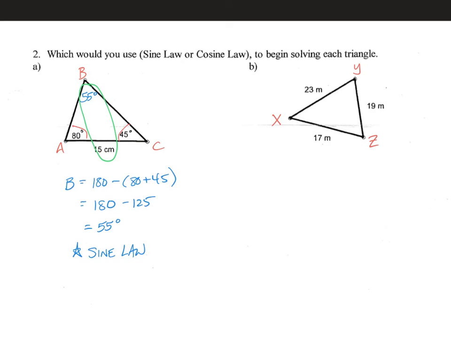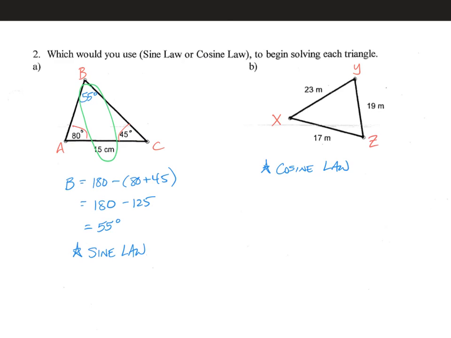Now, quick glance, you'll notice very quickly, it's not a right triangle, so I can't use Pythagorean or SOHCAHTOA. And I haven't been given one angle. So if I haven't been given one angle, then I don't have a corresponding angle and a side. And so when we take a peek at that, our decision at the very beginning should have been cosine law.